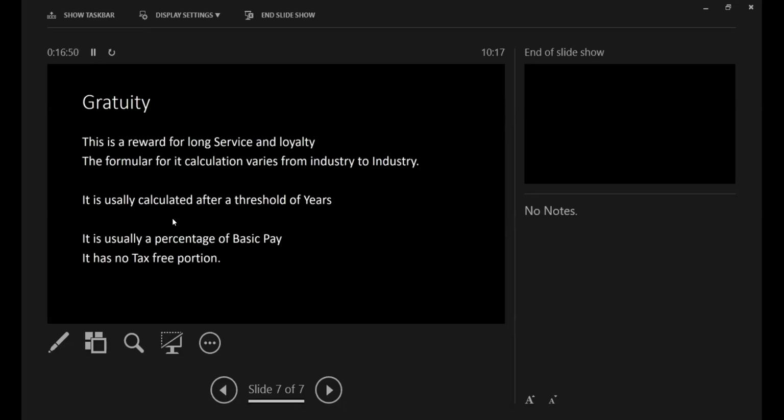Whereas a gratuity, we are saying we are thanking you for long service. It's gratitude. It's coming from the word gratitude. Gratuity, we are saying thank you. We are recognizing your loyalty over the years, and we're now giving you something. Therefore, because of that, it is usually at the evolution of an industry, and it does not have a tax-free portion. So it is not the same as a retrenchment package.